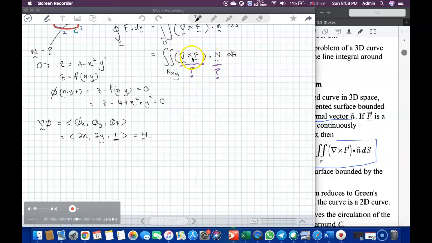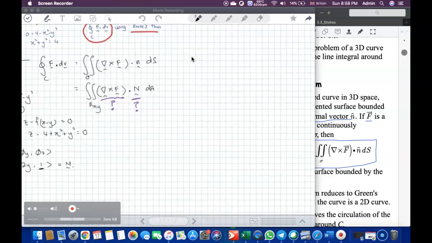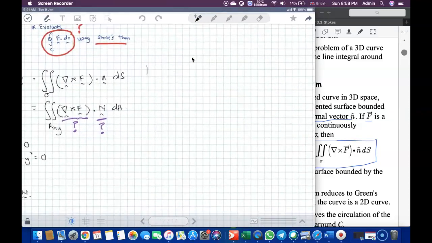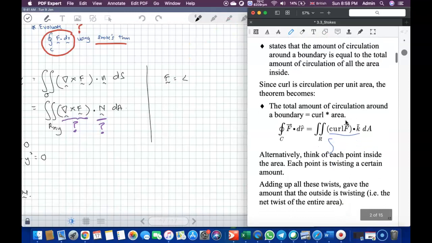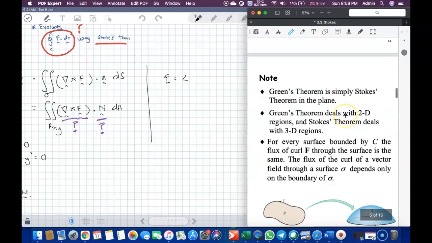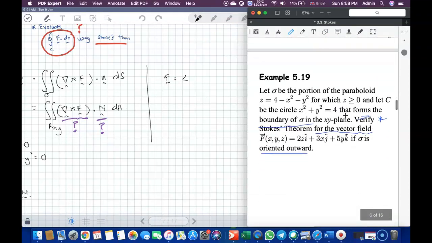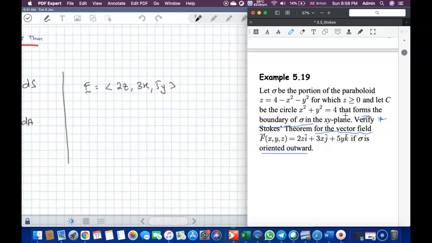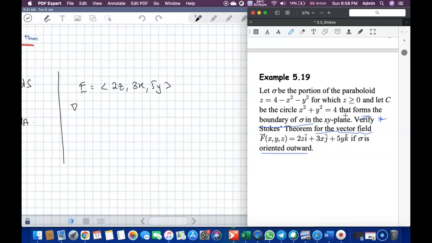Now we want to compute the curl F. To get the curl F, look at the F given. In the instruction, F is given by 2z, then 3x, then 5y. So find the curl F.